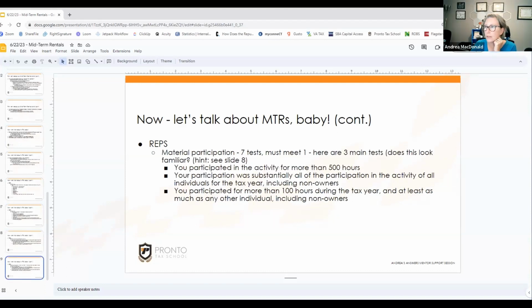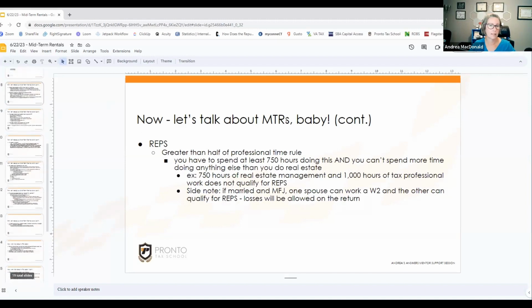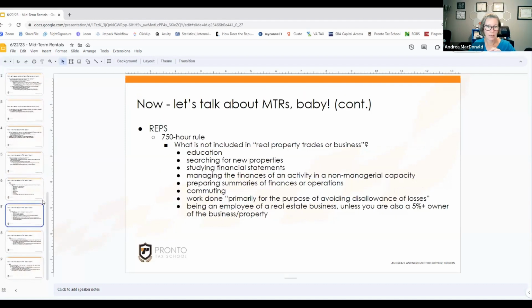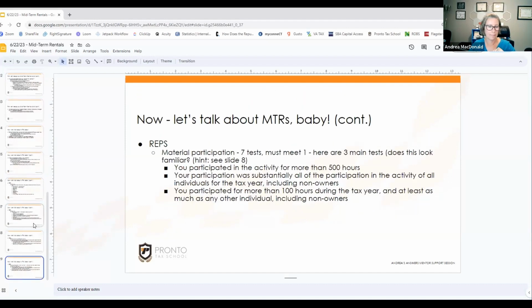And then the last one is material participation, and this should look very familiar. There are 7 tests. There are 3 main tests, but you only have to meet one. You participated in the activity for more than 500 hours. Does this sound familiar? Your participation was substantially all of the participation, including for non-owners. You participated for more than 100 hours during the year and more than non-owners. So this test is the same test we talked about back on slide 8 for short-term rental material participation. I forgot what slide we were on. There we go. Okay.